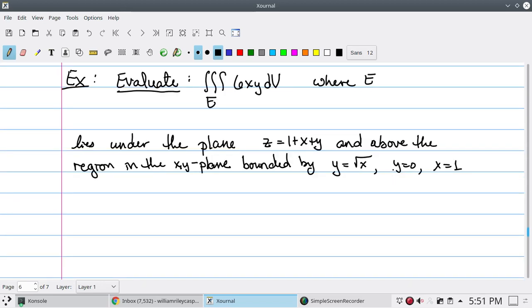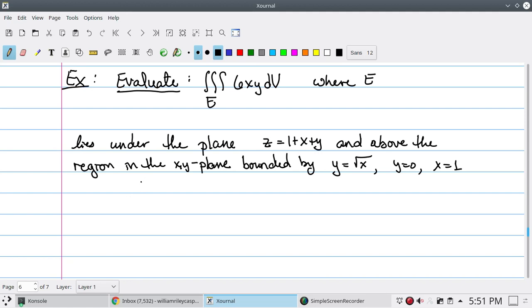Here what I want to do is evaluate the triple integral over E of the function 6xy dV, where E is the region that lies under the plane z equals 1 plus x plus y, and above the region in the xy plane bounded by y equals the square root of x, y equals 0, and x equals 1. A great way to start out in any of these problems is to draw a picture.